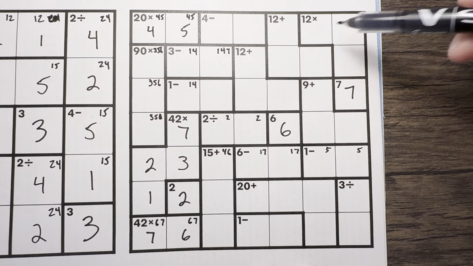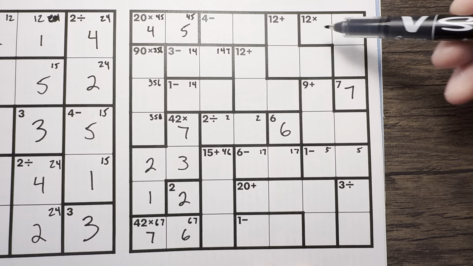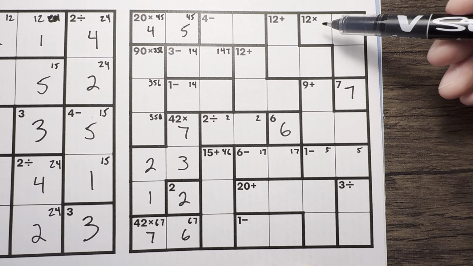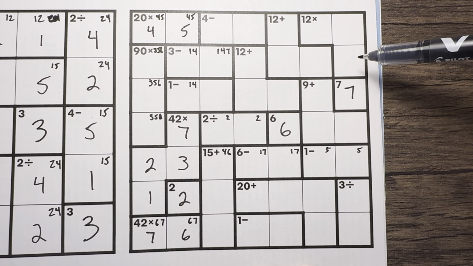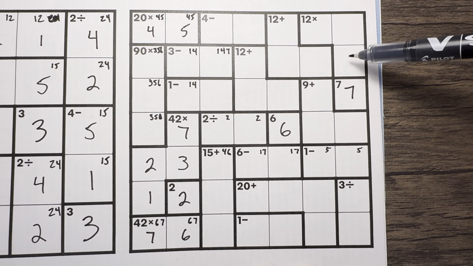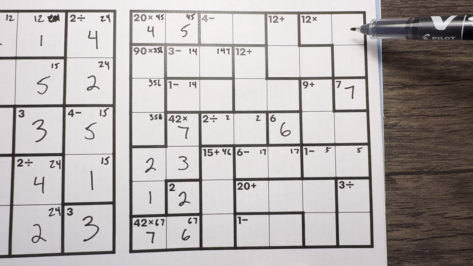How about this 12, though? Because the 4 is gone. How do you make 12 without a 4? But you can do doubles. So 4 times 3 is out. I guess you can go 2, 2, 3, or 6, 2, 1.